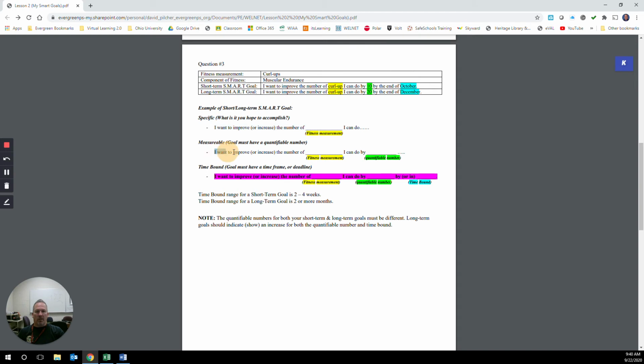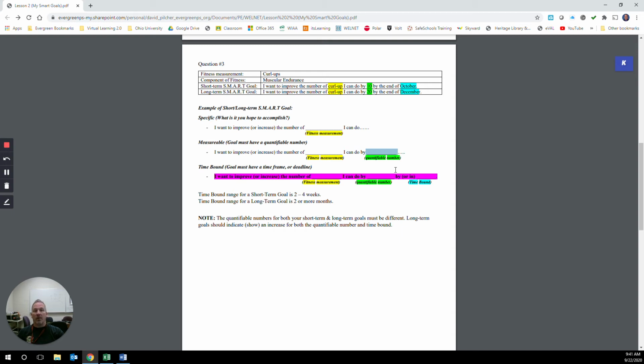So if we look, we know that the first part is that I want to improve or increase the number of curl-ups I can do by, now I'm going to pick a number in here. But that number needs to be based off of my number that I got from my test. So on my curl-ups, if I got 25 on my curl-ups and I want to improve by 25, then I'm going to put 25 right here in this space. I want to improve the number of curl-ups I can do by 25.